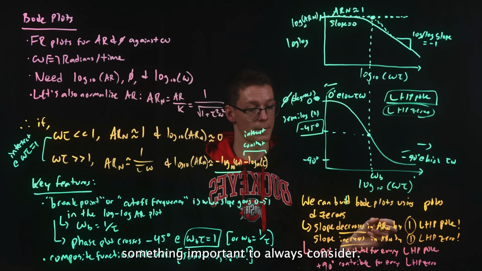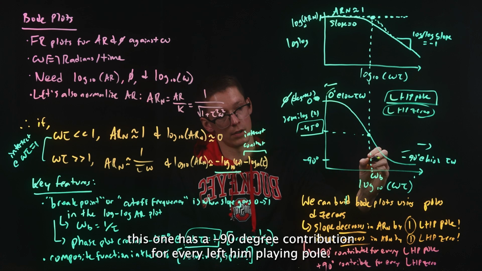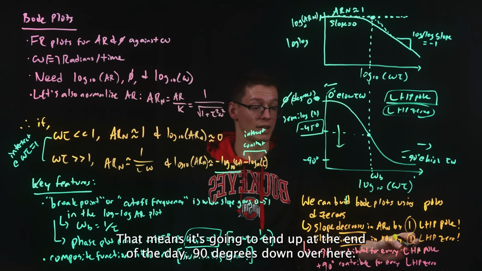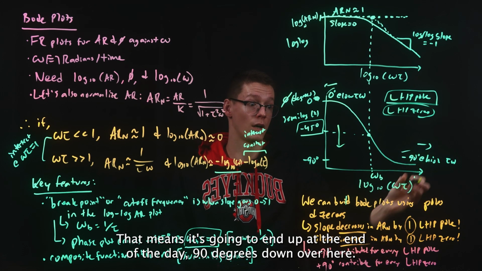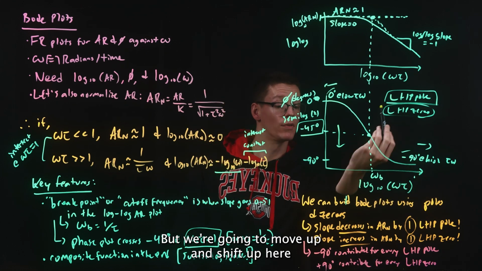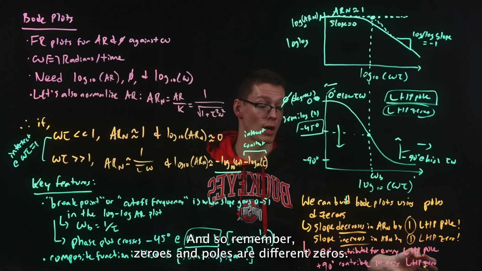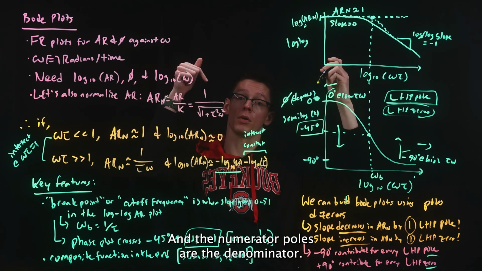Additionally, our phase diagram here below has a minus 90 degree contribution for every left-hand plane pole. That means it's going to end up, at the end of the day, 90 degrees down over here. But we're going to move up and shift up by 90 degrees for every left-hand plane zero. And so remember, zeros and poles are different. Zeros are in the numerator, poles are in the denominator.